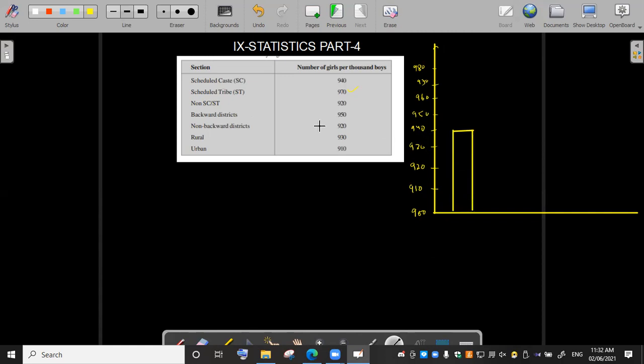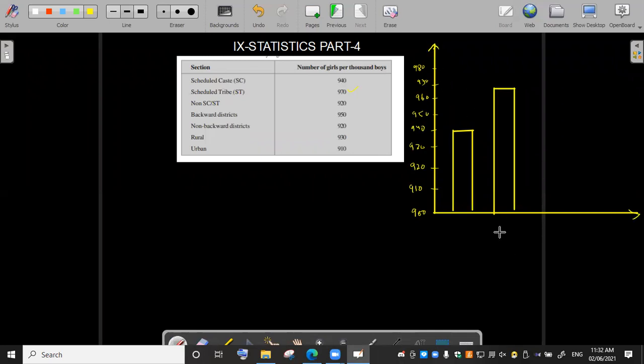Then the second goes up to 970. So it is a rough diagram, 970. Like this you can draw the other graphs also. Okay.